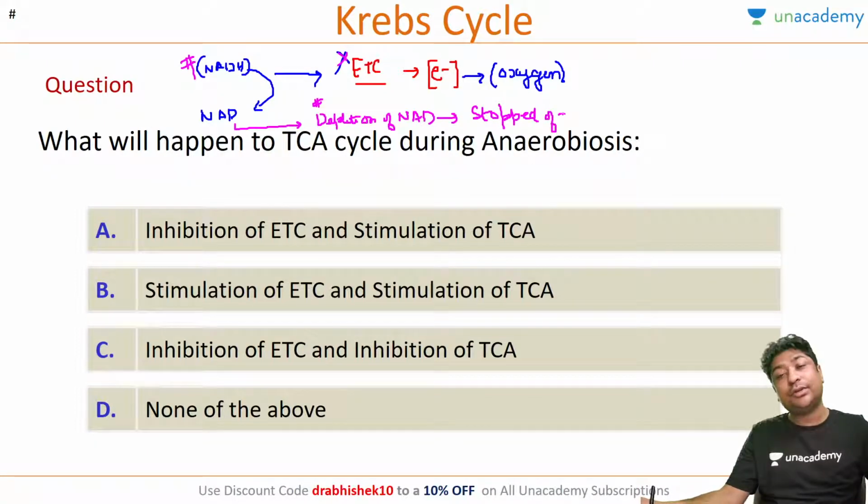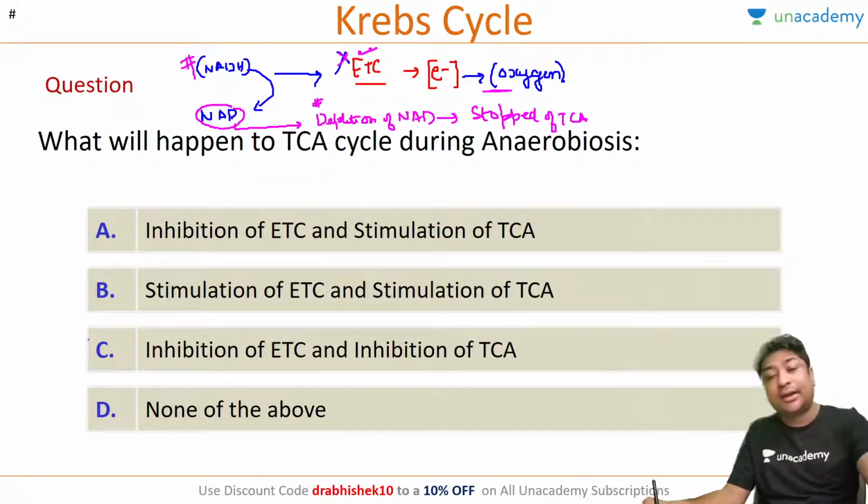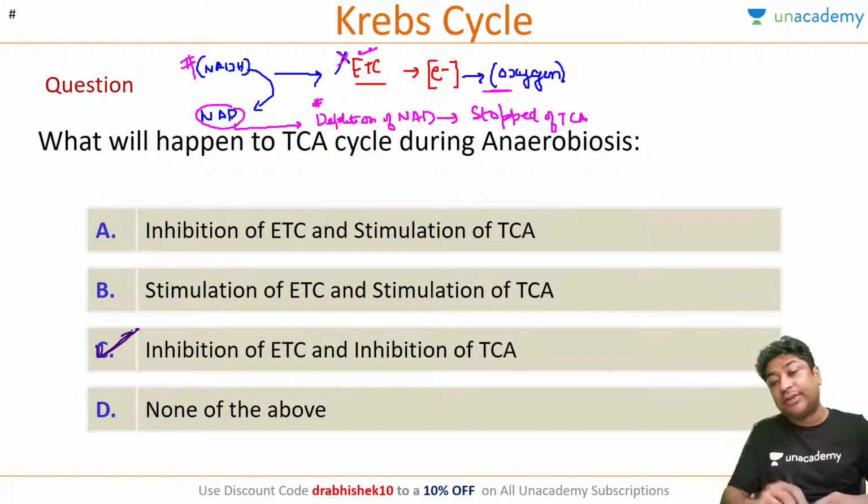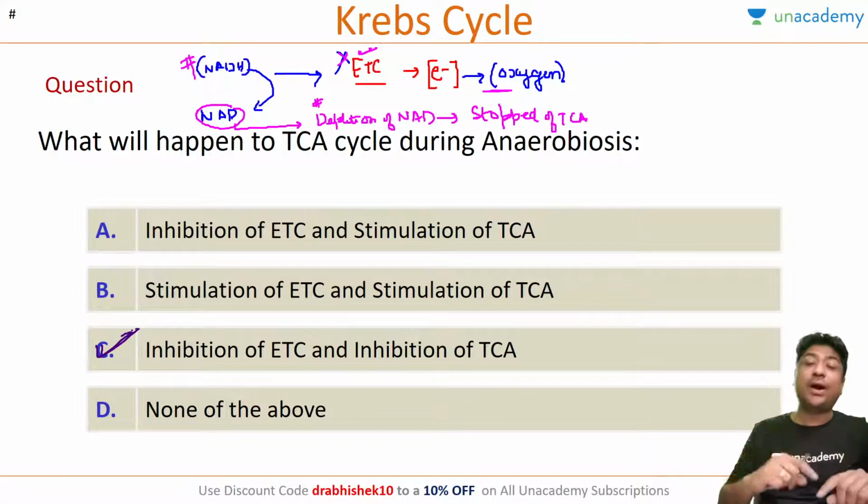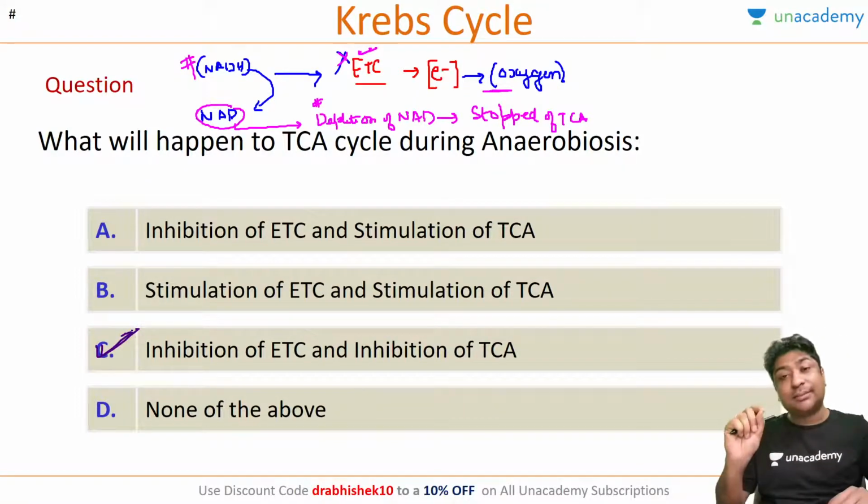Stoppage of TCA, because in the mitochondria there will not be any NAD left. So the electron transport chain stops directly because it requires oxygen, and the citric acid cycle or TCA cycle stops because it requires NAD. If the NAD is not there, the citric acid cycle will stop. So the correct answer is yes, you all are correct. The correct answer is inhibition of electron transport chain and TCA. But the major reason is that oxygen was required to be the final acceptor of the electron.